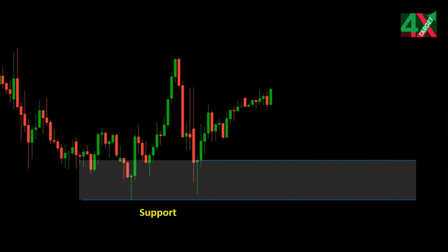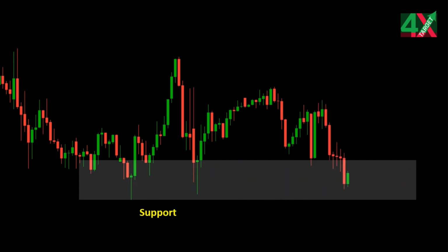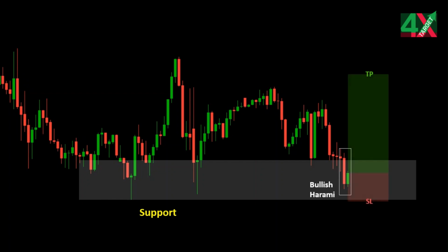As you can see in this example, the price is rejected twice from the same area, confirming a strong support zone. Now, when the price pulls back to this support, it forms a bullish harami candlestick pattern. This gives us a high probability entry point for a buy trade, because the market is likely to bounce upward. Don't worry about candlestick patterns at this stage, we'll cover them in detail in the upcoming videos of this playlist.